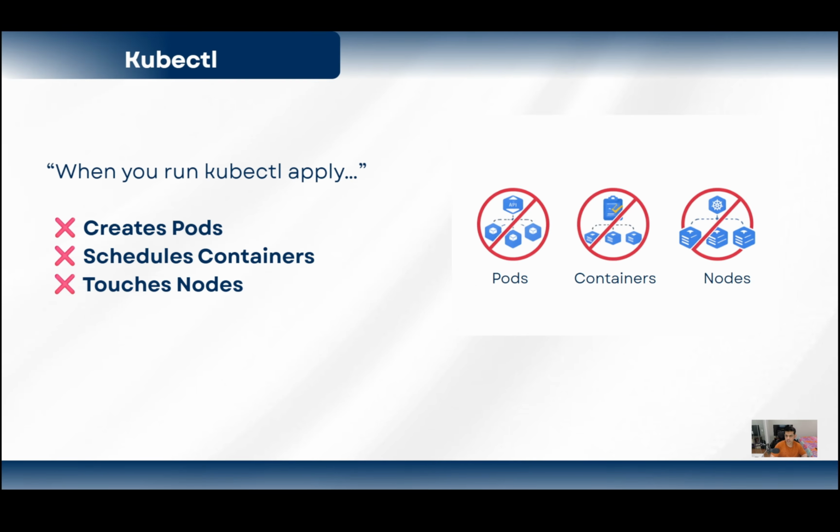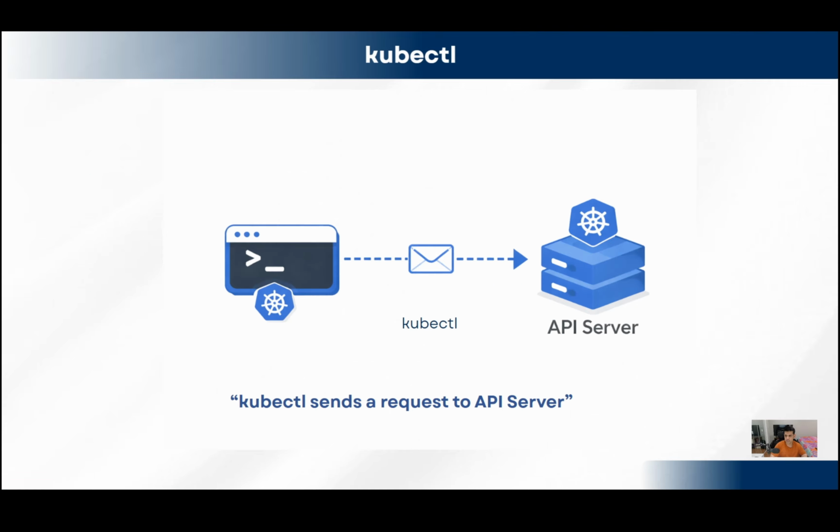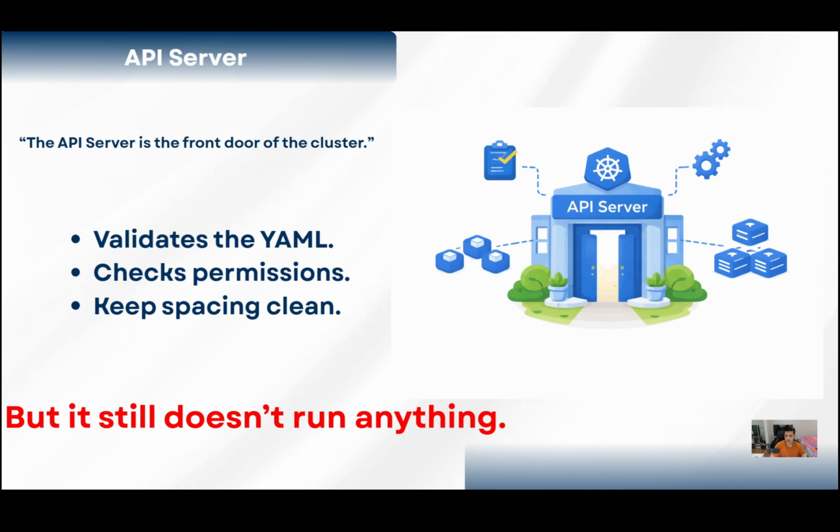When you run a kubectl apply command, it doesn't create pods, it doesn't schedule containers, neither does it touch nodes. It just sends a request to the API server. That's it. The API server is the front door of the cluster. Every request goes through it. It validates the YAML file, checks for permissions, and if everything looks correct, it accepts the object. But still, it doesn't run anything.